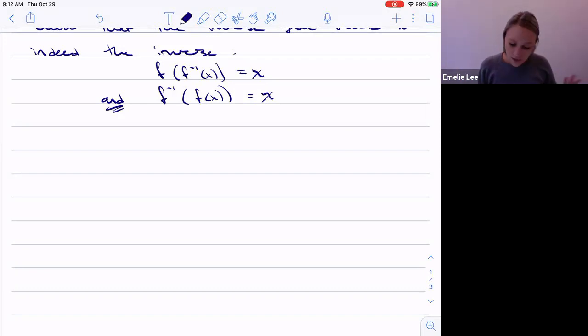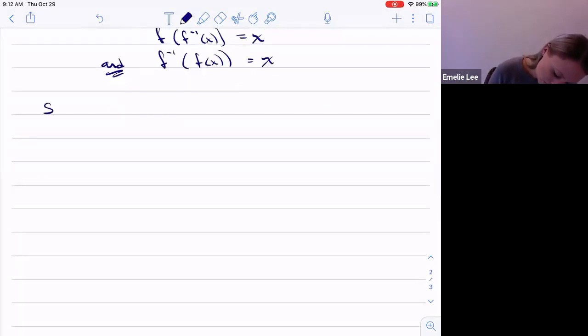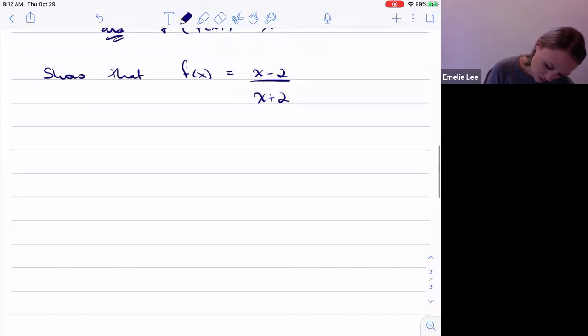Where were we? Oh yeah, so what I realized is we didn't actually show that the first function was one-to-one that we used, I think. Either way, let's pick up where we left off. Show that, so this is still part of the review, that f of x equals x minus 2 over x plus 2 is one-to-one.